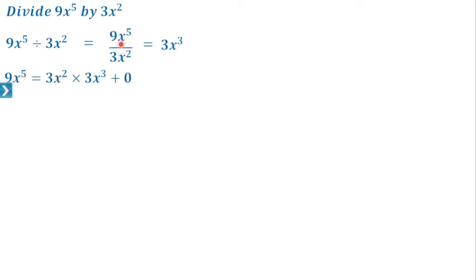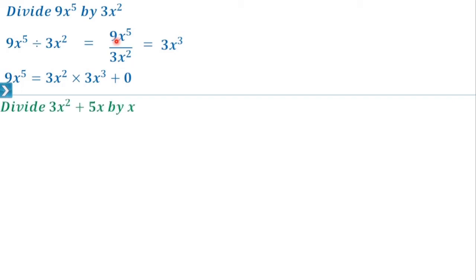So now we can write 9x to the power 5 is equal to 3x to the power 2 into 3x to the power 3 plus 0. Here remainder is 0, so we can say that divisor is the factor of dividend, or dividend is the multiple of divisor.